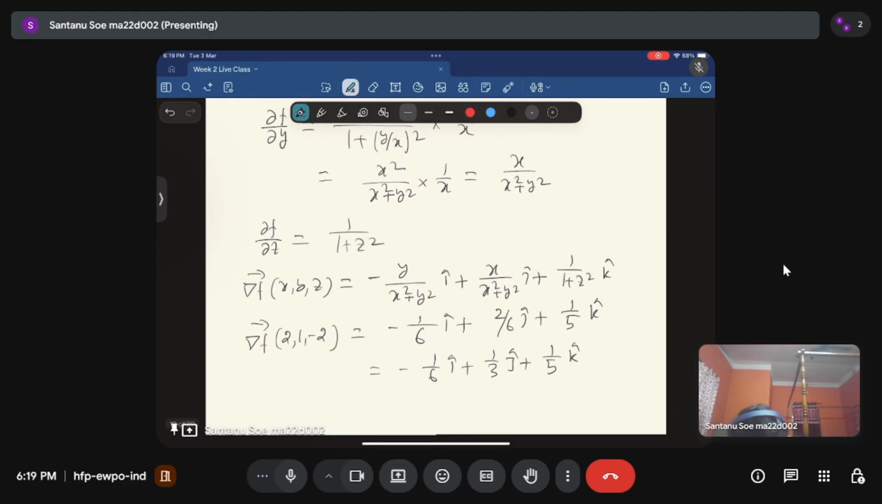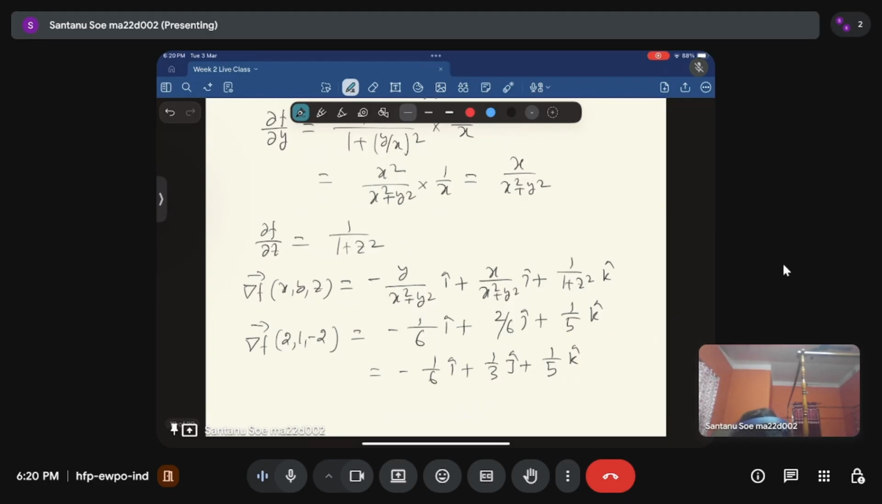So now our directional derivative of f in the direction u and at the point p is just given by the dot product of the gradient at the point p and the unit vector u. So this is just, this is going to be 5, not 6. Sorry.